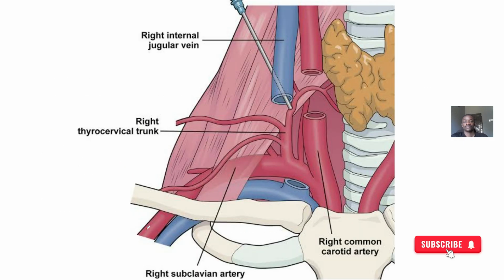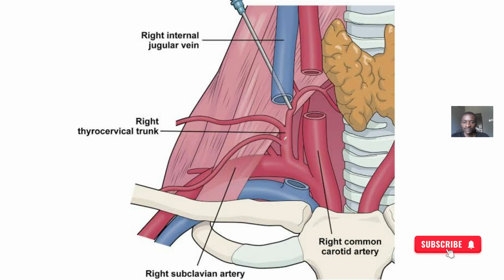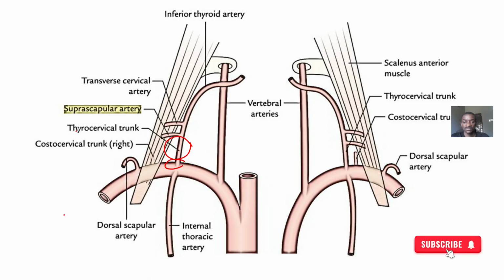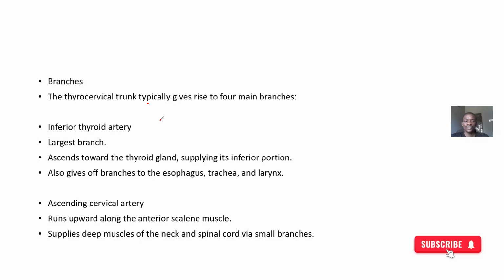Thyrocervical trunk. So branches, he said that it gives 4 main branches. I think I have 1, 2, 3. The 4th one could be there. We have the inferior thyroid artery. Yes, inferior thyroid artery, I've seen it. So the inferior thyroid artery should ascend towards the thyroid gland and supply it.